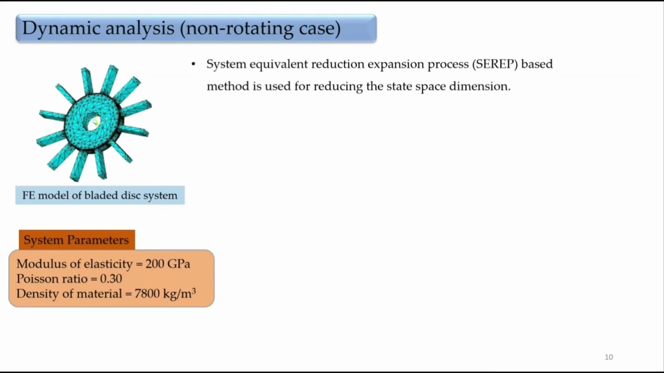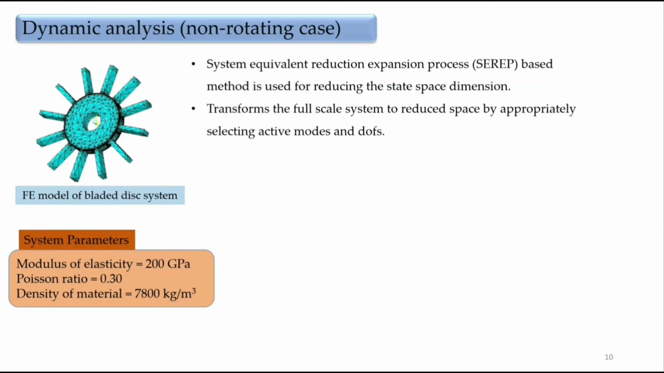First, to reduce the state space dimension of the system, an ACREP based framework is used, which essentially maps the full order system into the reduced subspace by appropriately selecting the active modes and degrees of freedom. It should be noted that ACREP is not a modal truncation.